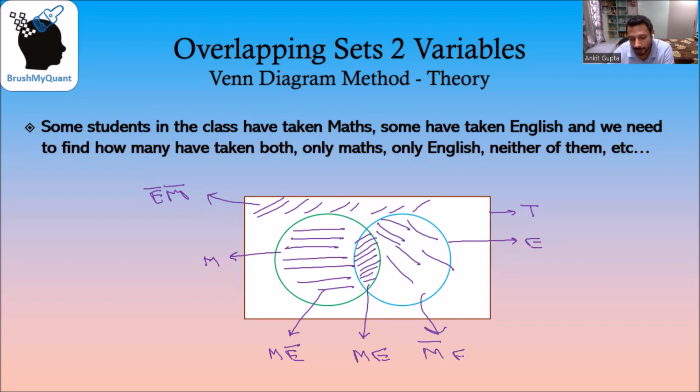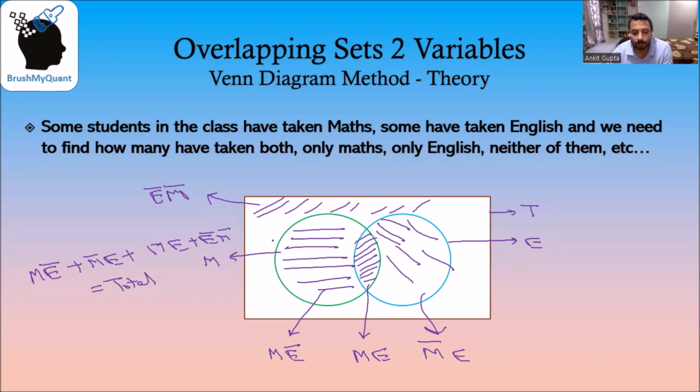Similarly, this part which is inside English but outside maths will become students who have not taken maths but taken English. In this case also, the total number of students will be equal to the number of students who have taken maths and not taken English, plus students who have not taken maths and taken English, plus students who have taken both of them, plus students who have taken neither of them, right? So this will always be equal to the total number of students.